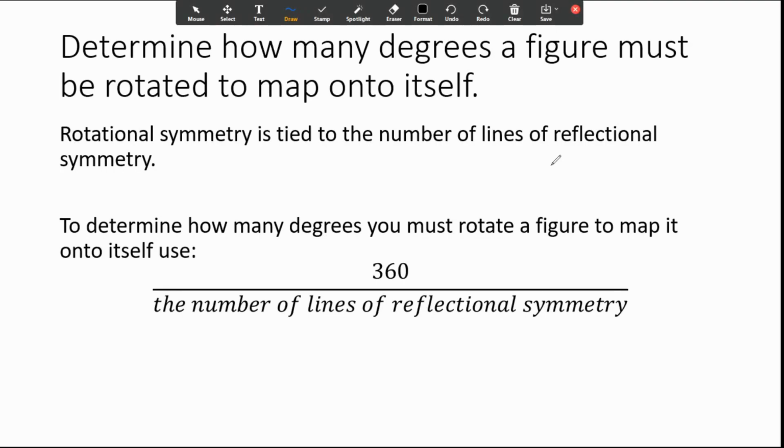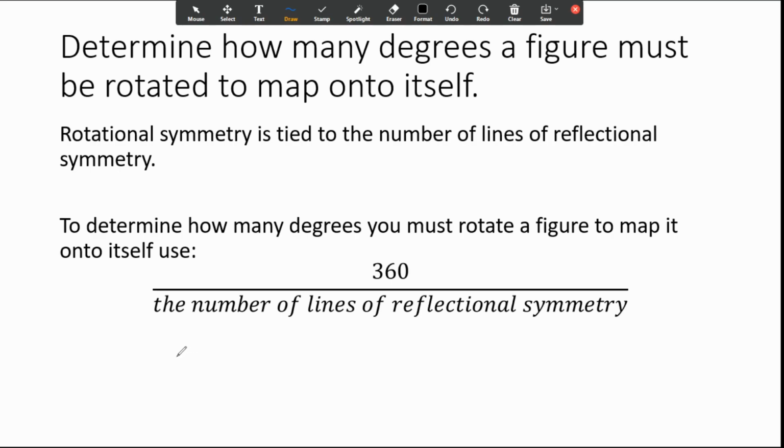All right, so we know we have a hexagon and it has 6 reflectional symmetry lines. But what does that mean for us in terms of whether or not it has rotational symmetry? So rotational symmetry is directly tied to the number of lines of reflectional symmetry. And if you want to know how much you have to rotate a figure, we're going to look at this expression down here and talk about what exactly it's telling us. And I want you to think about it.